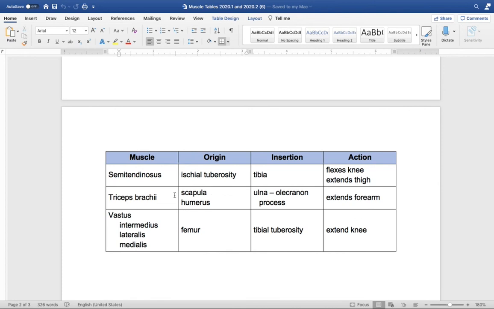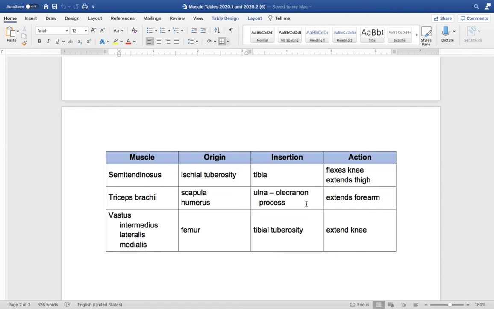Now in particular, there's two origins on the scapula and one origin on the humerus. We're not going to go into those specifically, but you will know that based on its name, the triceps brachii will have three origins. Now its insertion here is a bit more specific, and I really want you to focus on this insertion in particular. The insertion of the triceps brachii is on the olecranon process of the ulna.